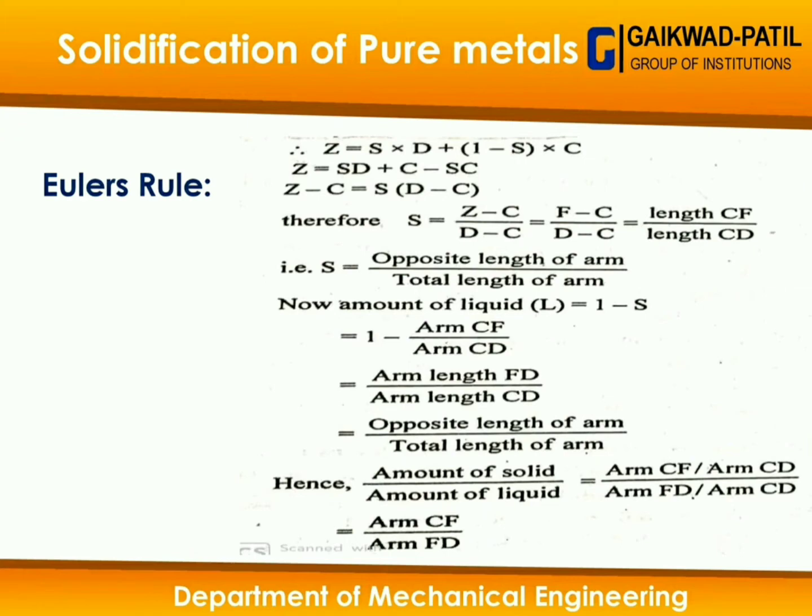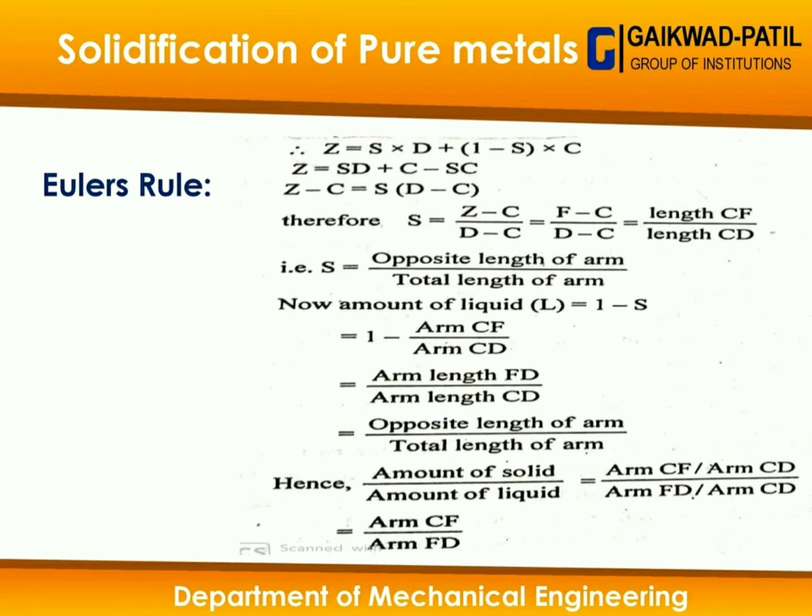S is equal to (z minus c) over (d minus c). But also we can write that z is the equilibrium position and it is equivalent to f. Hence s is equal to (f minus c) over (d minus c). So f minus c is the length of cf and d minus c is the length of cd. That is, the amount of solid is equal to the opposite length of arm upon the total length of arm.